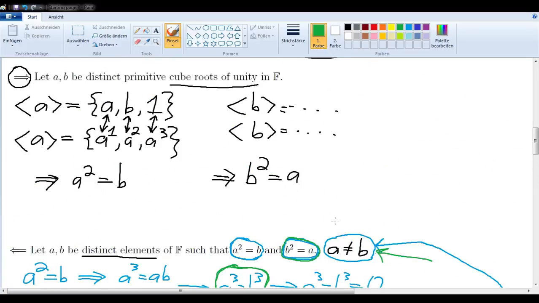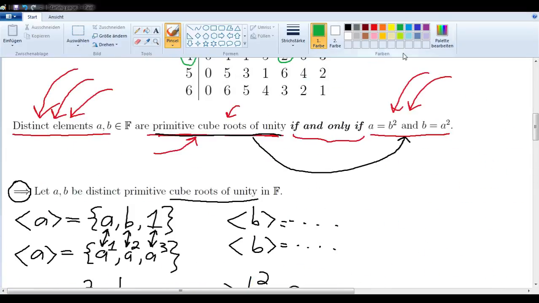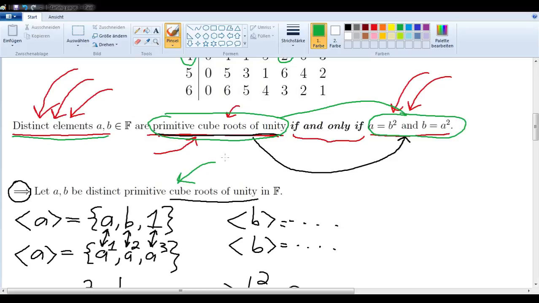And with that, we are finished with our proof. So, we've seen now that if we have distinct elements a and b, if they are primitive cube roots of unity, then this condition must hold: a must be equal to b squared, and b must be equal to a squared. That's what we showed with the first half of the proof.